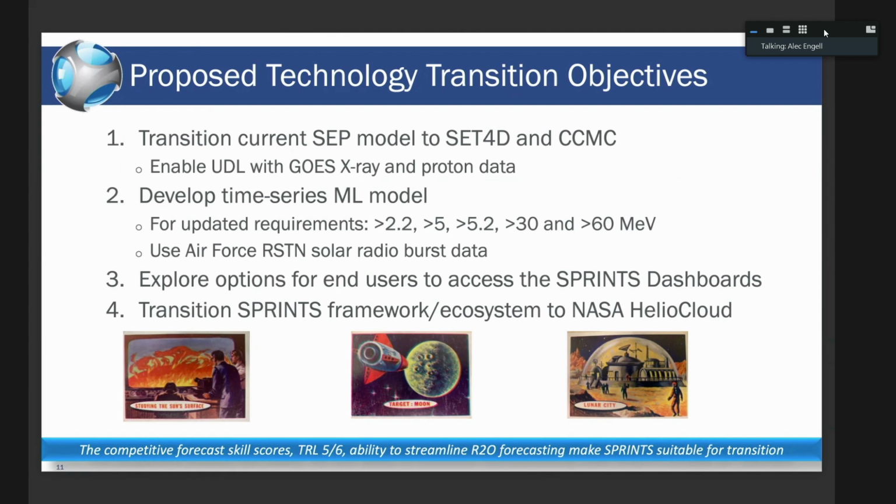This could mean transitioning the Sprints framework ecosystem to other locations such as NASA HelioCloud. So it's a little bit more extensible and there's more room to grow potentially. Maybe there's a bigger footprint of users for folks like NASA HelioCloud, not dissimilar from ESA's data labs.